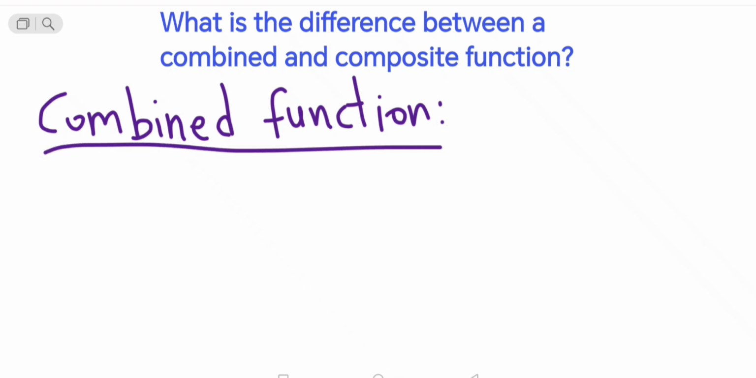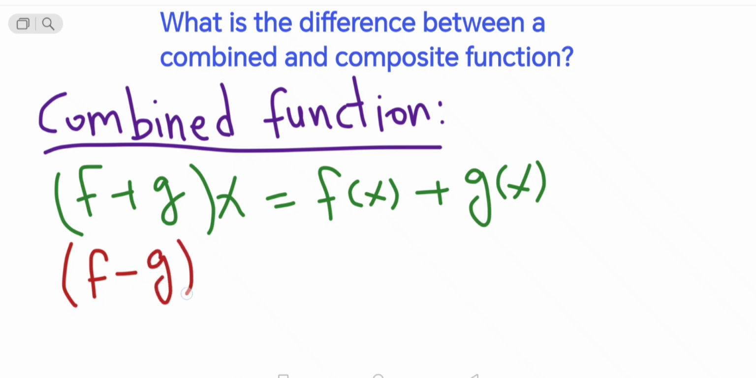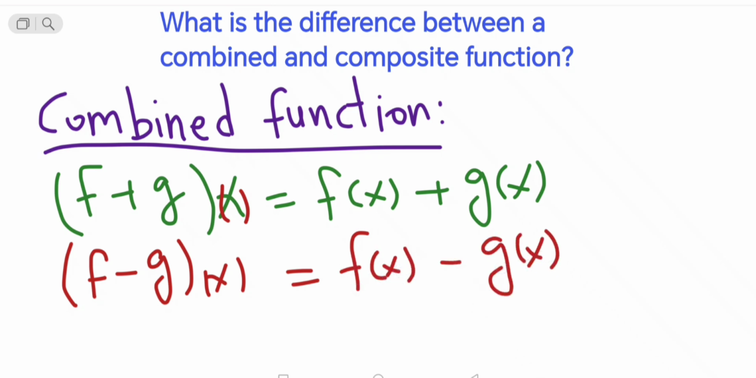Okay, in combined function, they will give you the function f plus g of x. It means the function f plus the function g. We will add both functions. Okay, so if they give you f minus g of x, you can even write it in brackets. So it means f function minus g function.